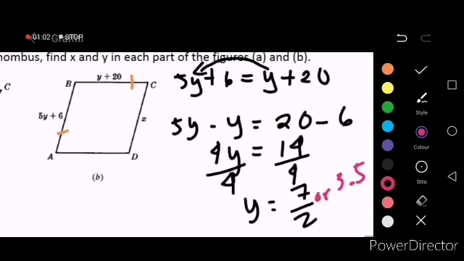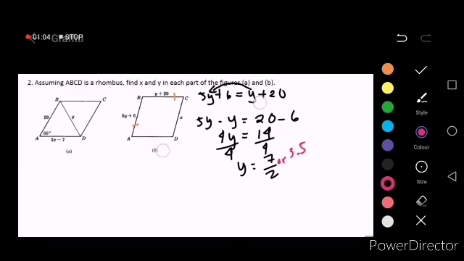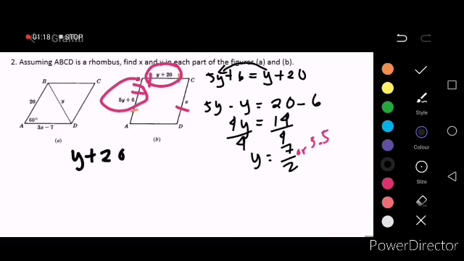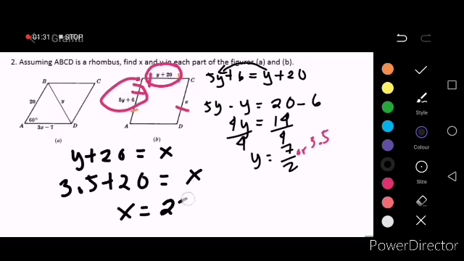Now, since y is already given, paano naman yung value ng x? Okay, napakadali lang. Bakit? Kasi yung y plus 20 tsaka x equal. Pati nga to equal din eh. So, kahit ano dito sa dalawa ang gamitin nyo, okay lang. Kumbaga, pwede nyo equate yung y plus 20 sa hinahanap nyo na value ng x. Okay? Now, since y is equal to 3.5, plus 20, x now is equal to 23.5 units.